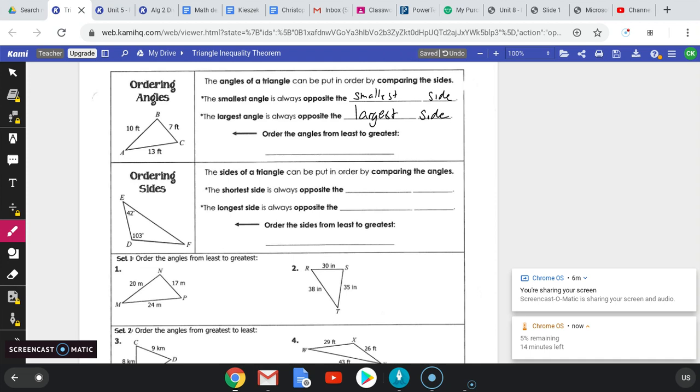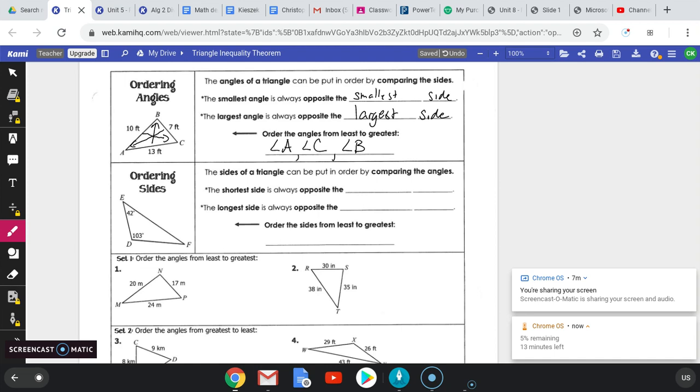Well, let's order the angles from least to greatest here. So, if I'm ordering the angles from least to greatest, well, what's the smallest side here? 7. And what's the angle that's opposite? A. Well, what's the next biggest side? AB, 10. So therefore, the next angle is C. How about if the next biggest side is AC, 13? So the big angle here is B.